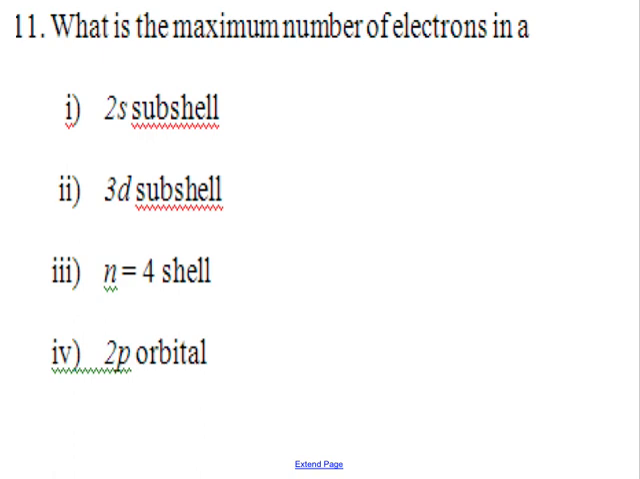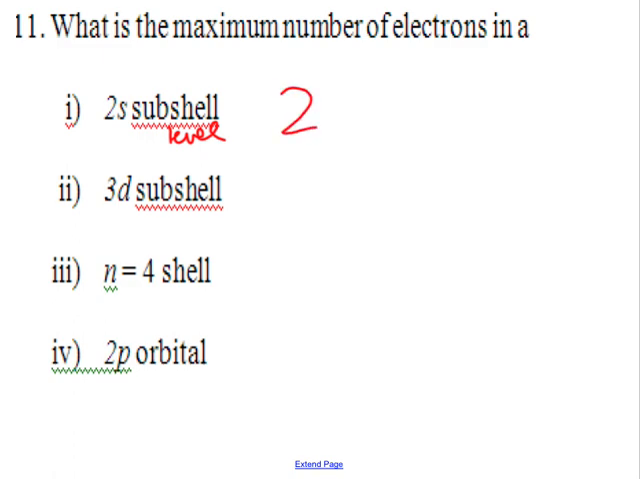Shell and level, same thing. So anytime you see shell, if you want to substitute the word level, that might help you in your head. What is the maximum number of electrons in a sub-shell or a sublevel in a 2s? The 2 means it's on the second level. Any s sublevel can hold 2 electrons.